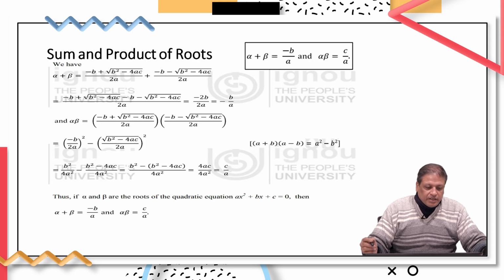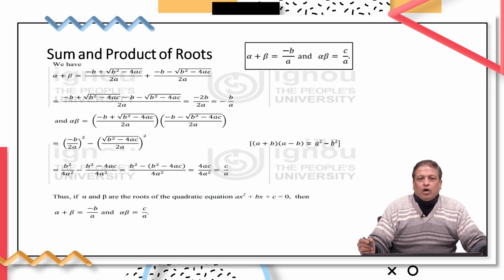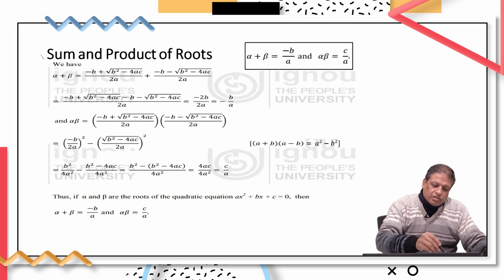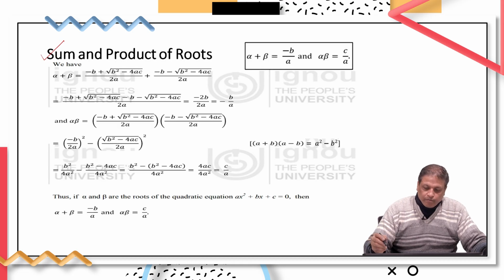Now, let us extend our discussion: can we derive a quadratic equation if we are given the roots of the equation? In order to derive a quadratic equation if the roots are available, we need to understand the concept of the sum and the product of the roots.